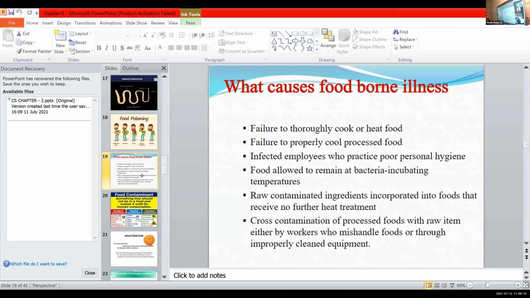What are the causes of foodborne illnesses? The failure to thoroughly cook or heat food, failure to properly cool processed food, infected employees who practice poor personal hygiene, food allowed to remain at bacteria incubating temperature. Last chapter we learned about that. Certain temperature is important for the growth of bacteria, right?